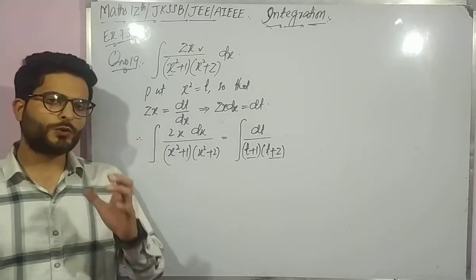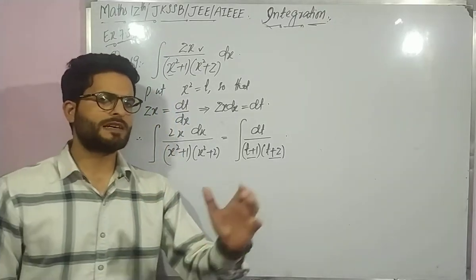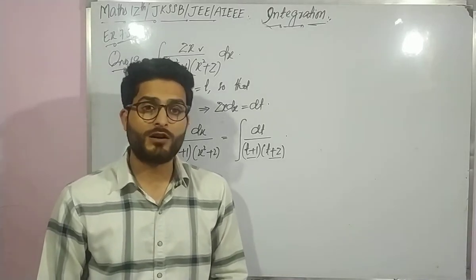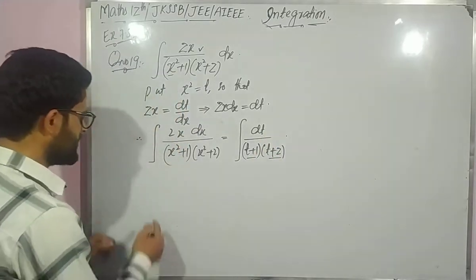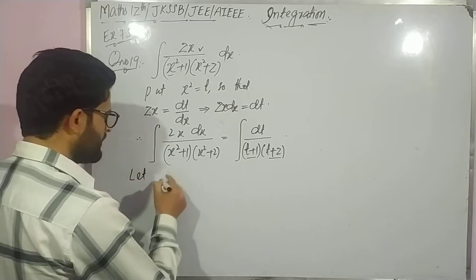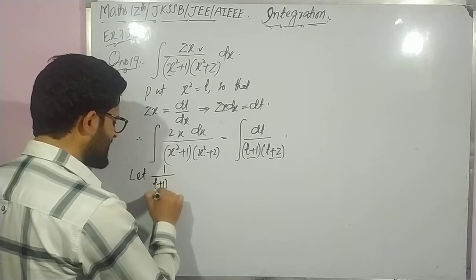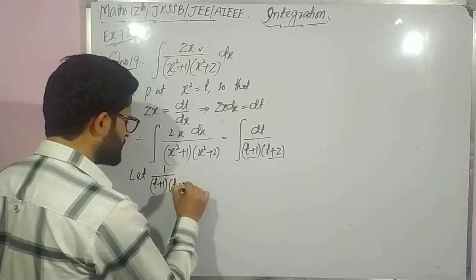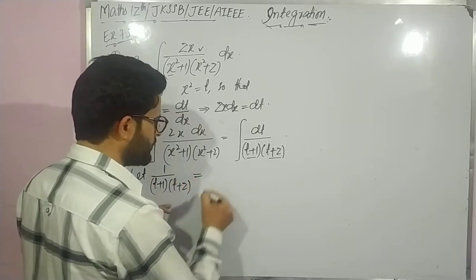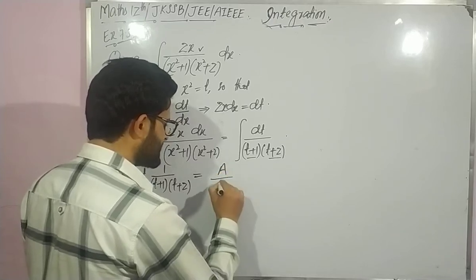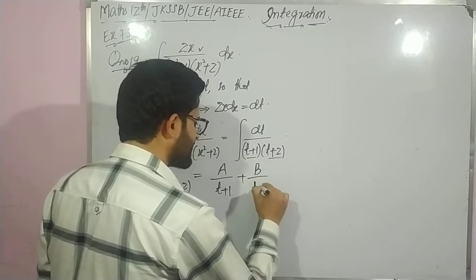When in the denominator we have two linear non-repeated factors, then that can be represented in terms of partial fractions as constant a divided by the first linear factor plus constant b divided by the second linear factor. So let 1 divided by (t plus 1) into (t plus 2), क्योंकि न्यूमरेटर में 1 है, dt को छोड़ो, that's the element of integration. So 1 divided by (t plus 1) into (t plus 2) must be equal to constant a divided by the first linear factor t plus 1, plus constant b divided by the second linear factor, and that is t plus 2.